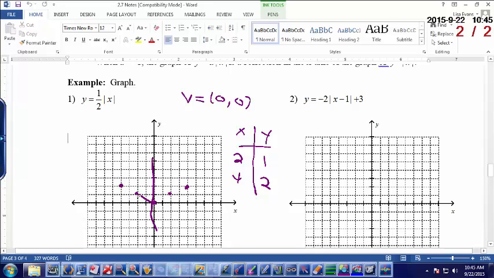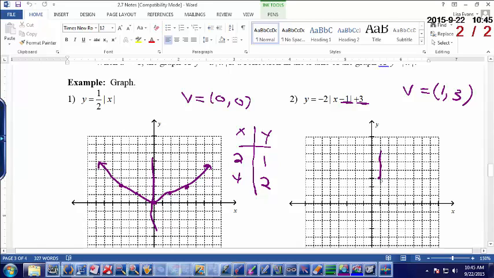Now, look how wide this V is. We would say that this graph is vertically shrunk. So it's gotten wider. Okay, now let's go ahead and do this problem. We're going to pull out the vertex: opposite of what you see on the inside, exactly what you see on the outside. So our vertex is (1, 3).